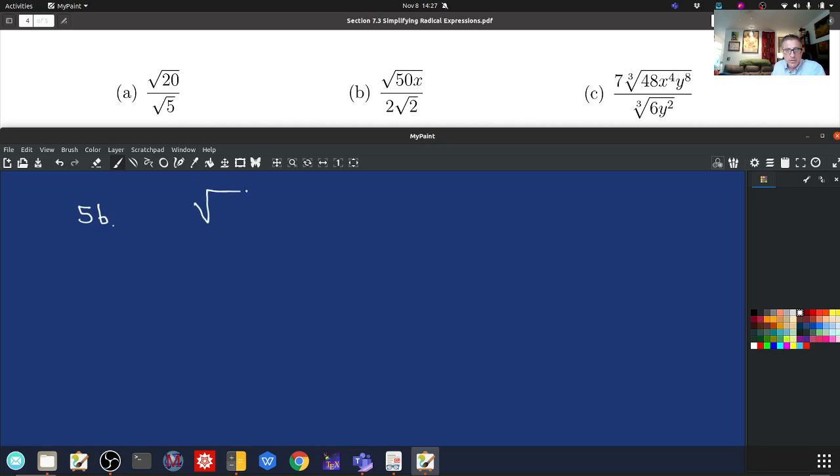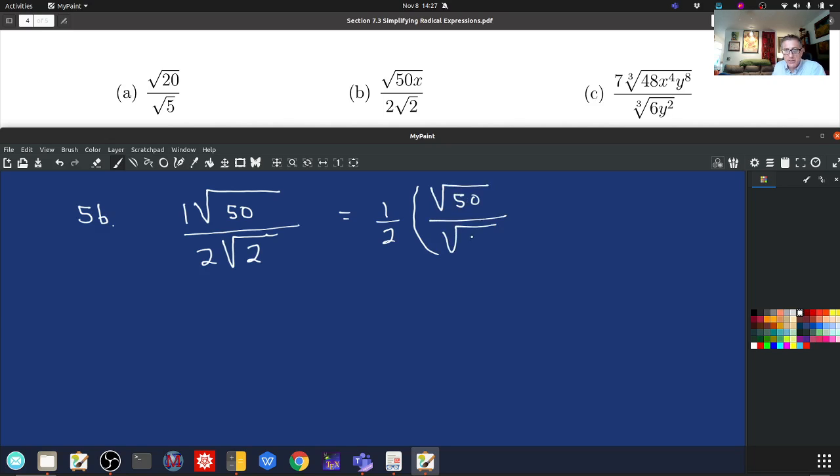So the square root of 50 divided by 2 and the square root of 2. So what's going on here? There is a little bit of something going on here. So that's the same thing as 1/2 times the square root of 50 divided by the square root of 2.